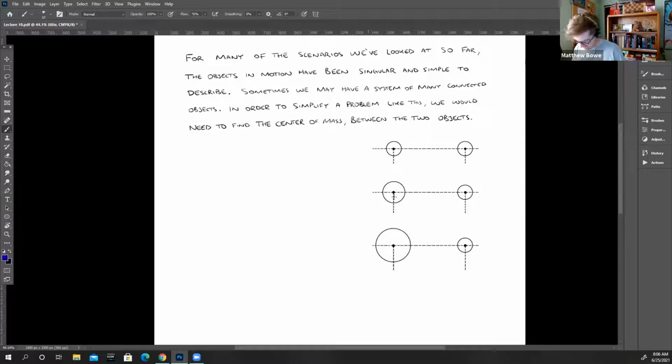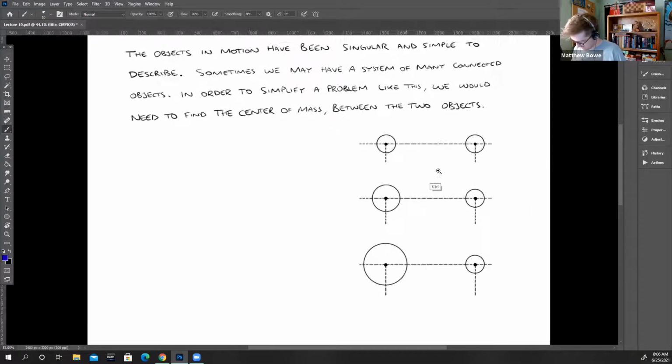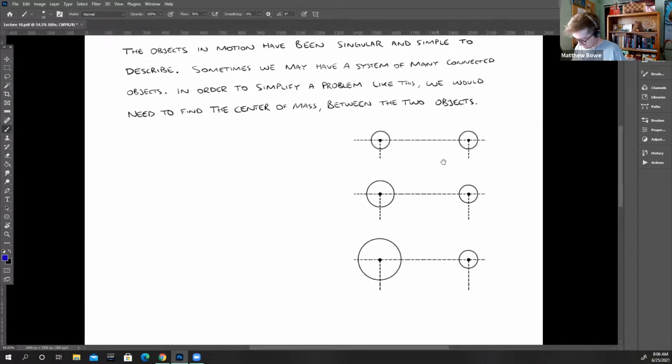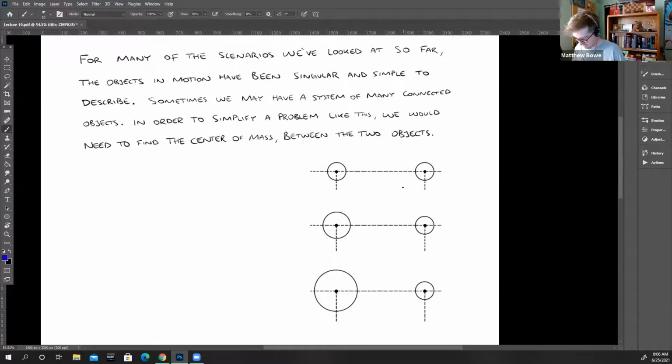Let me actually zoom in a bit. Okay. What is the center of mass in these situations?